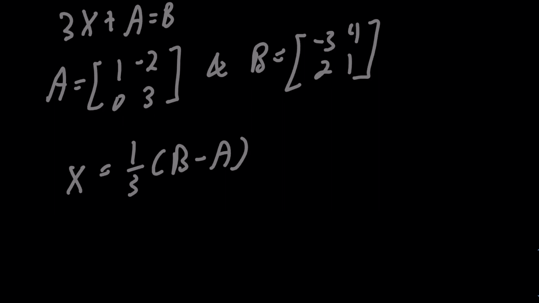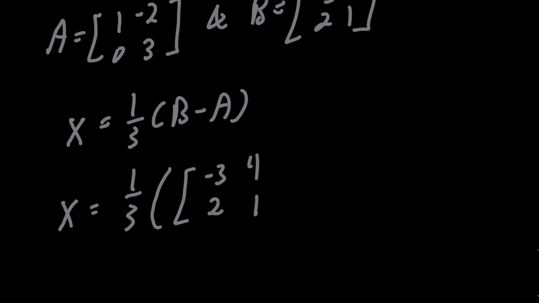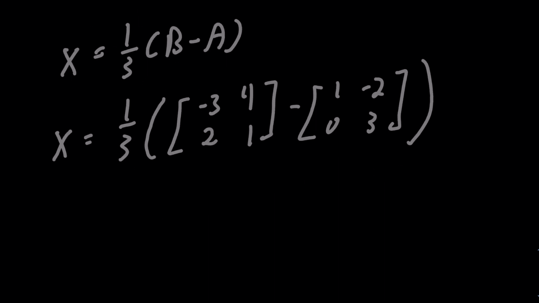And given the matrices that we were provided, x is equal to 1/3 times the matrix -3, 4, 2, 1 minus 1, -2, 0, 3. From there, we can incorporate matrix subtraction, and we get -4, 6, 2, and -2.